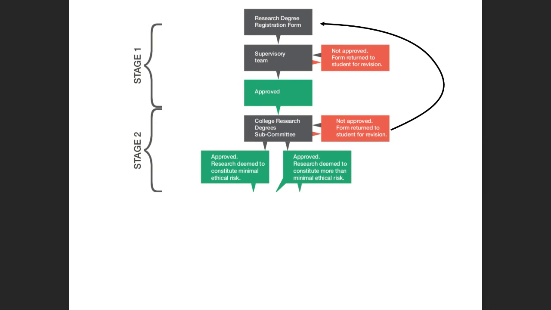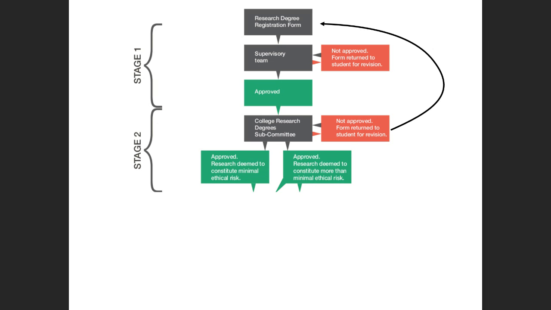Yes, it goes forward to the, either it's got minimal ethical risk, in which case it doesn't go to the University Ethics Committee, or it has more than minimal ethical risk, in which case it does go forward. And as I mentioned earlier, sometimes the University Ethics Committee does sample what happens in colleges just to see where the boundary line is being drawn between minimal and more than minimal.